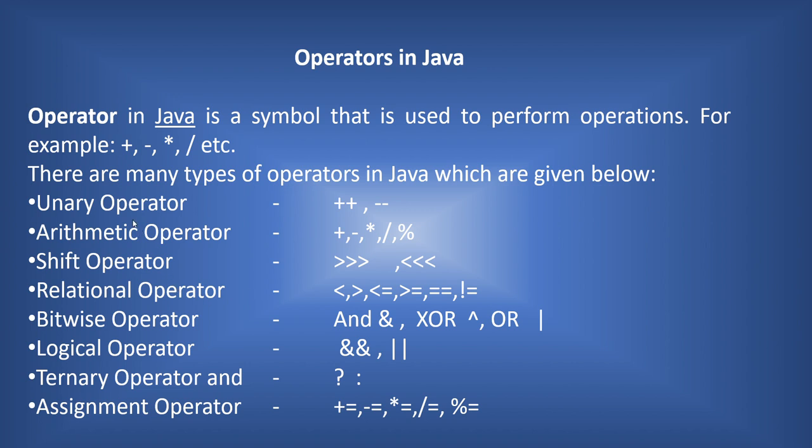There are many types of operators in Java. They are the unary operator, arithmetic operator, shift operator, relational operator, bitwise operator, logical operator, ternary operator, and assignment operator. If you are familiar with any programming language, all these operators will be familiar to you. We use all these operators in mathematics also.